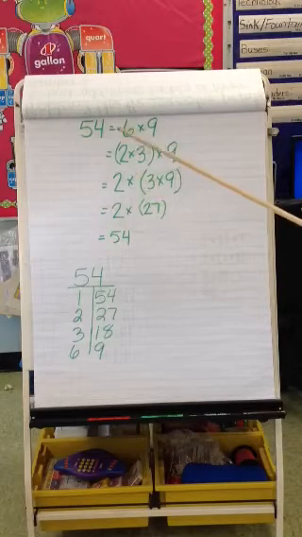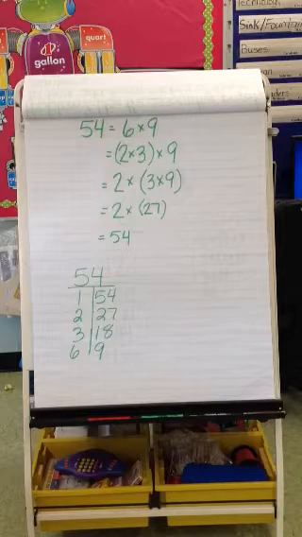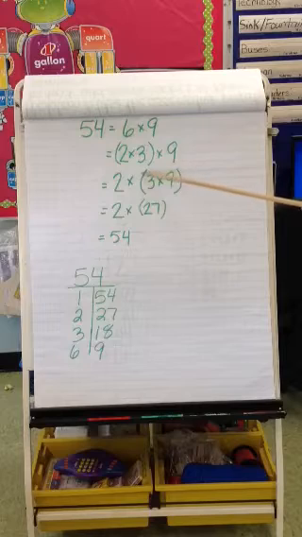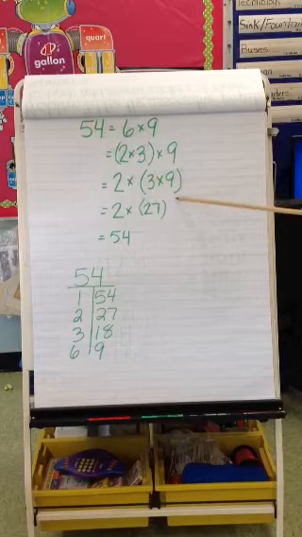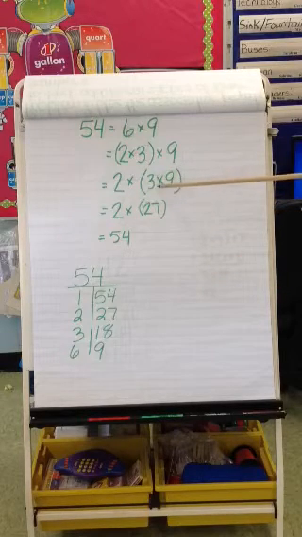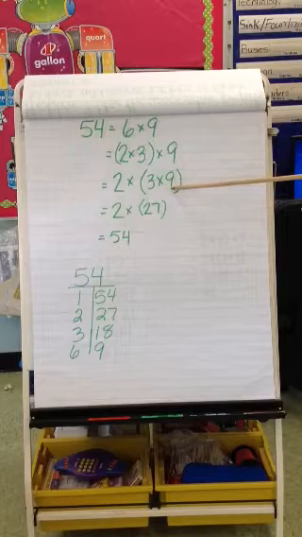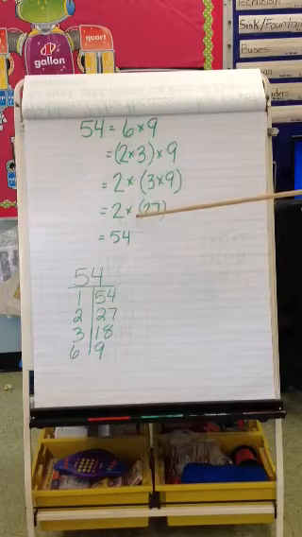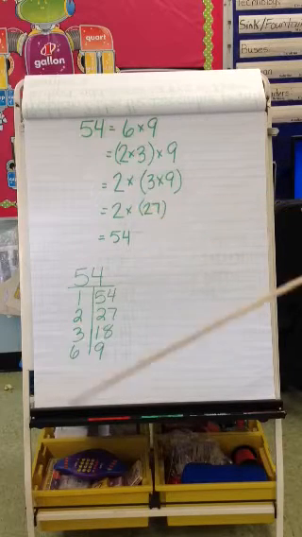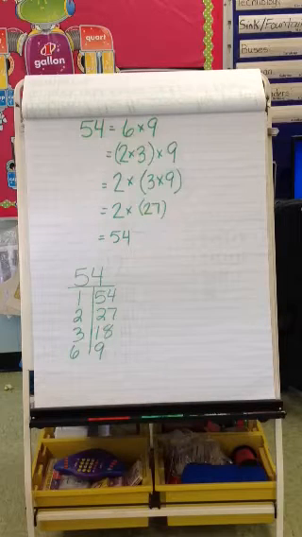Let's take a look at this. 54 equals 6 times 9. Well, I'm going to rewrite 6 as 2 times 3. I'm going to move the parentheses over to here. So now I have the 3 times 9 grouped together. So now I have 2 times 27. Well, 2 times 27 is 54.